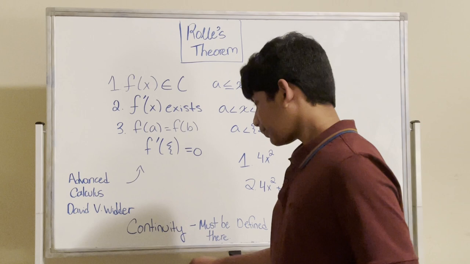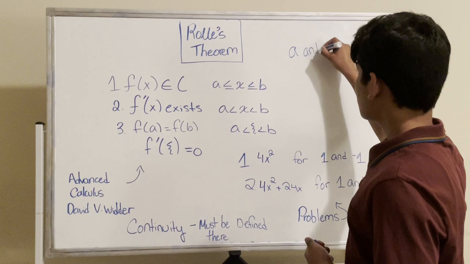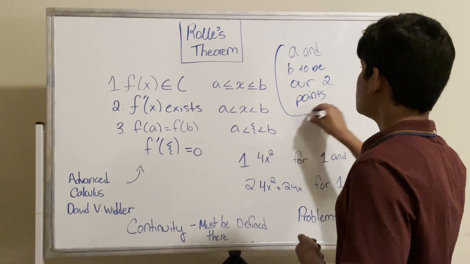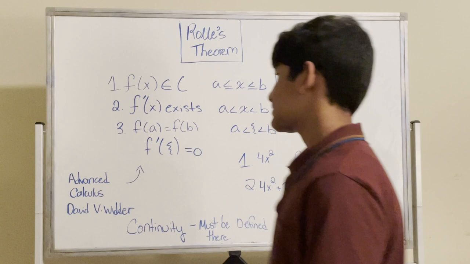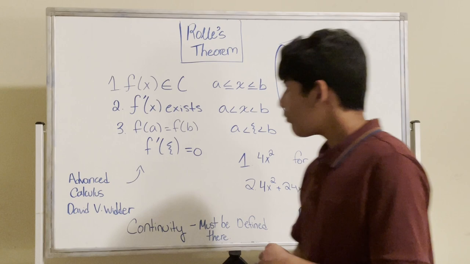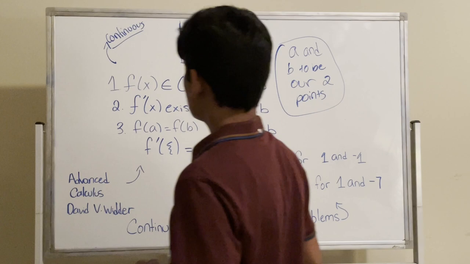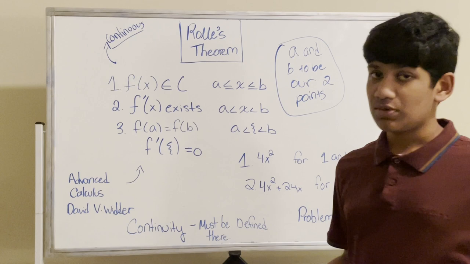So let's now start defining things. A and B are our two points. Wherever you see A and B, we're thinking of our two points. Next, f of x must be in the continuous class of functions. What this pretty much implies is that f of x is continuous. Now, f prime of x is stating differentiability. It must be differentiable.